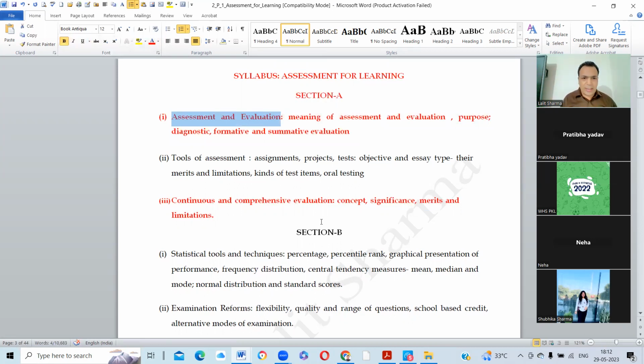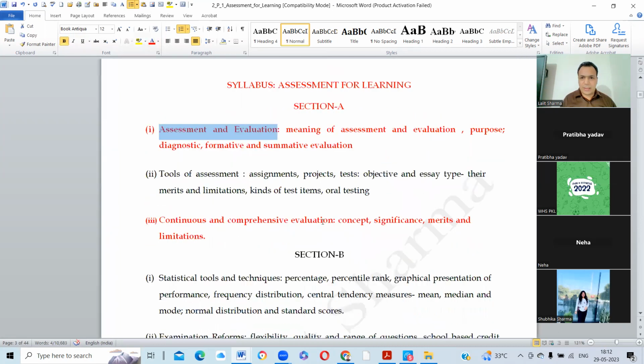Okay, I'll increase the font size a little bit. Yes, now it is okay, right? So you can see that the syllabus is talking about the meaning of assessment and evaluation, purposes, diagnostic, formative and summative evaluations, right? So the first part is very easy. I have given you the notes. Okay, so you can go for the first part.